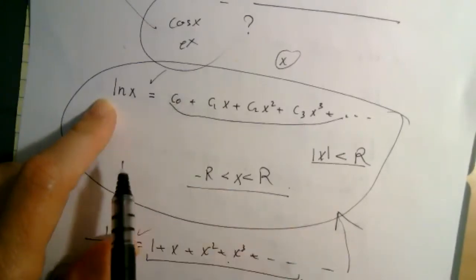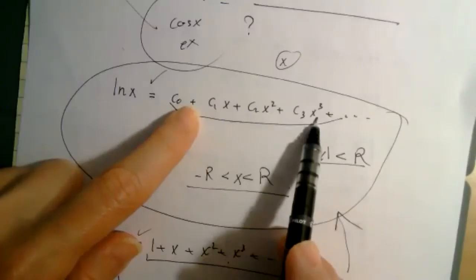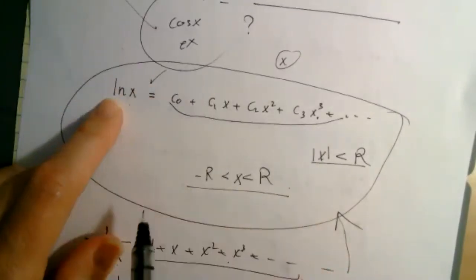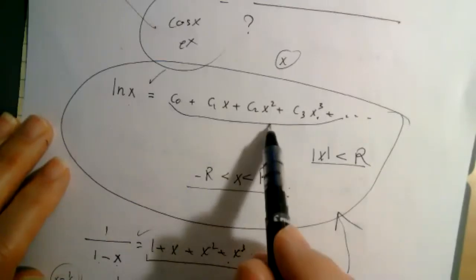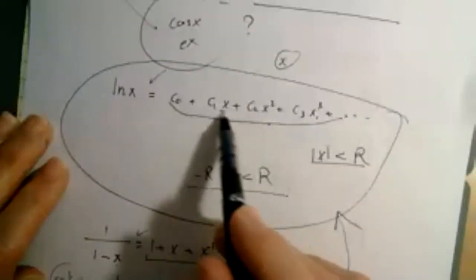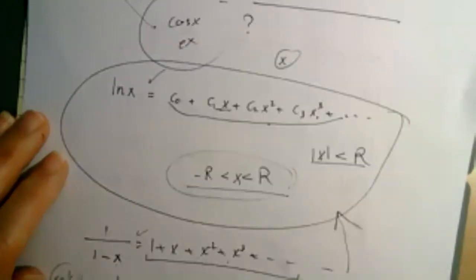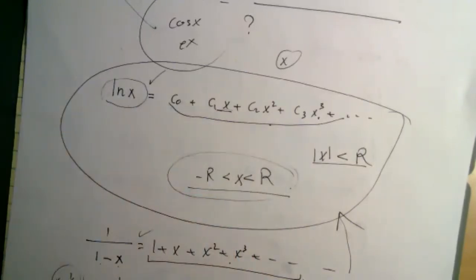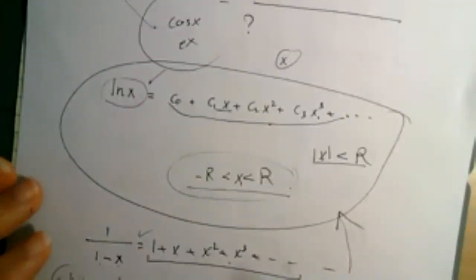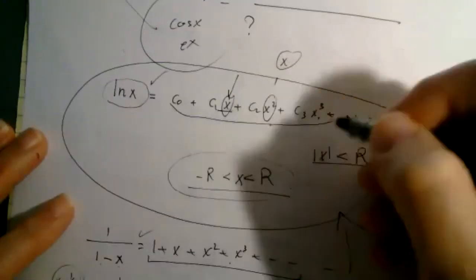Ln of 0 doesn't make sense. If I put any negative value here, it may make sense, but there is no way to put a negative value. So I cannot write ln of x as a power series in x for x between -r and r. So the question is, how can I write ln as a power series? The answer is, I cannot write it as a power series in x. It means I cannot have an x in here.